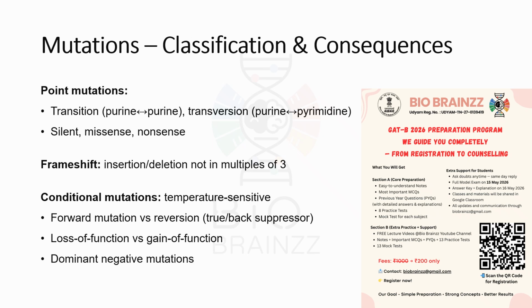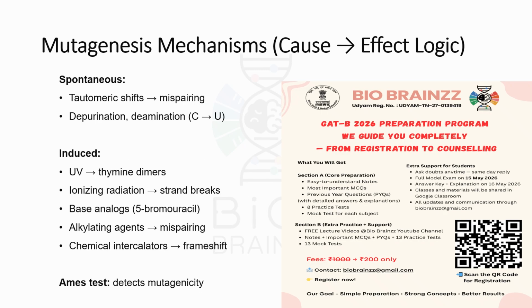Loss of function mutations reduce protein activity, while gain of function mutations create new or enhanced activity. Dominant negative mutations are especially important because they interfere with normal protein functions, and these are often asked in higher level questions. Mutagenesis mechanisms. Cause to effect.